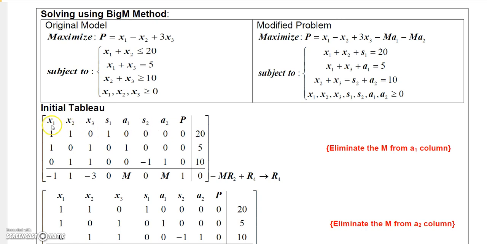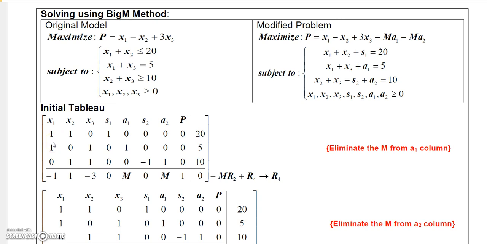And so let's list a column for each one of my variables, x1, x2, and x3. And I have an S1, and then I have an A1, and I have an S2, and I have an A2. I think before I listed the S's, then I listed the A's, but it really doesn't matter. So S1, A1, S2, A2, and then P. And then let's just put in the coefficients.